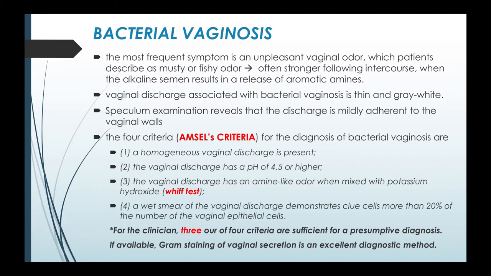Third, the vaginal discharge has an amine-like odor when mixed with potassium hydroxide, and this is what we call the whiff test. And fourth, a wet smear of the vaginal discharge demonstrates clue cells, more than 20% of the number of the vaginal epithelial cells. To diagnose bacterial vaginosis, we need to fulfill 3 out of the 4 criteria. If available, Gram staining of vaginal secretion is also an excellent diagnostic method.